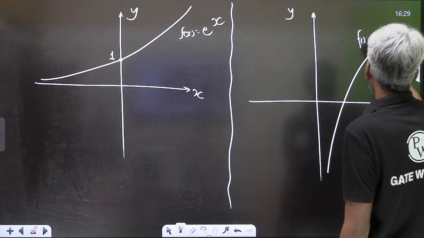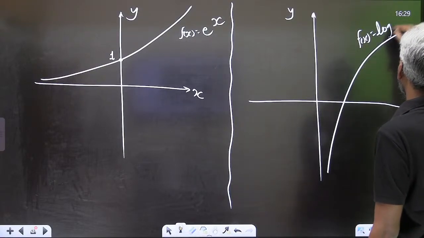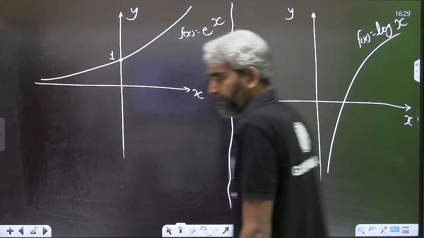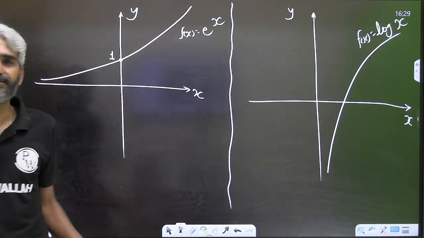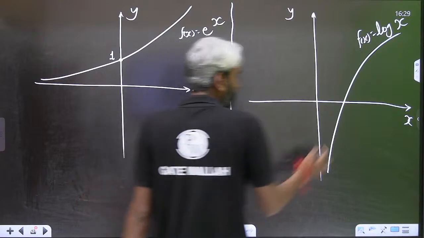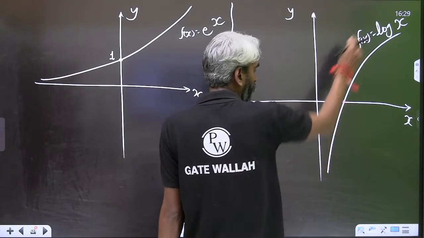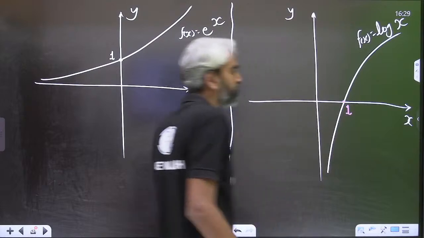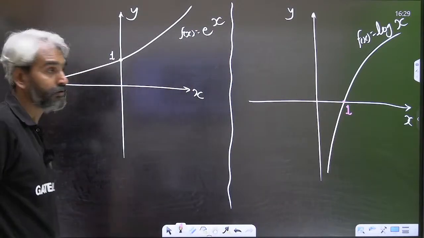This is the graph for the function log x. If you understand this, then what is the value of log 1? Sir, the value of log will be 0 at input 1. So at x equals 1, the value of log will be 0.